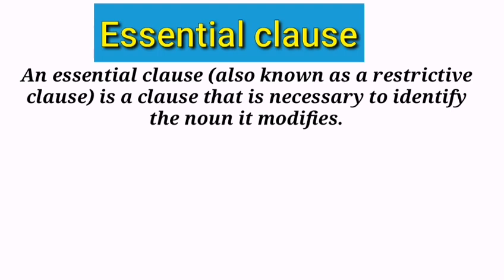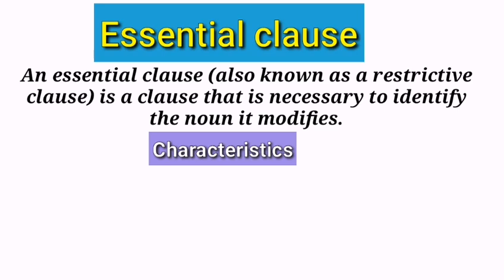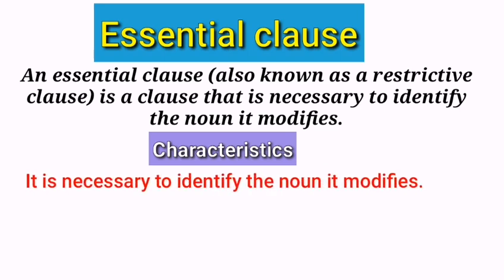Basically, if you want to understand the essential clause then, keep in mind these characteristics of the essential clause. The first one is: it is necessary to identify the noun it modifies. By this point, it means that an essential clause is important to identify the noun which it modifies. Actually, just keep in mind these points. I will give you some examples then you will see it.